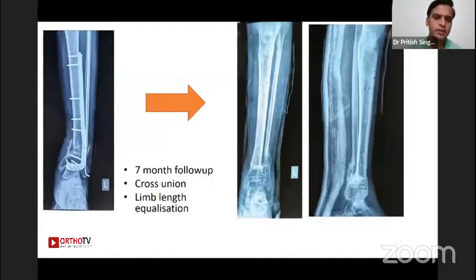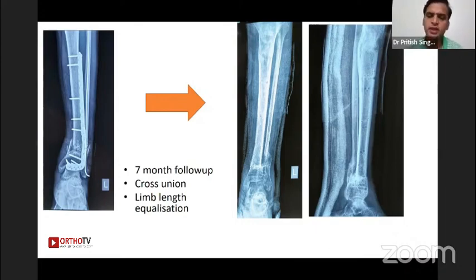After 7 months, since the local biology was also disturbed, there was circumferential degloving, and the patient also had poor nutrition with substance abuse and smoking, there was some delay in the union. But at the end of 7 months, I could achieve union. There was a cross union between the tibia and fibula, and the limb length was equal.